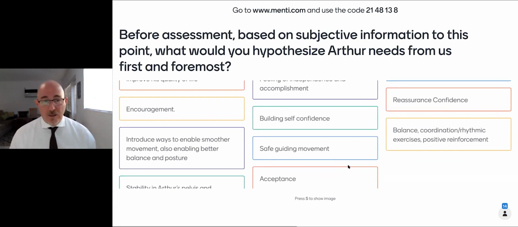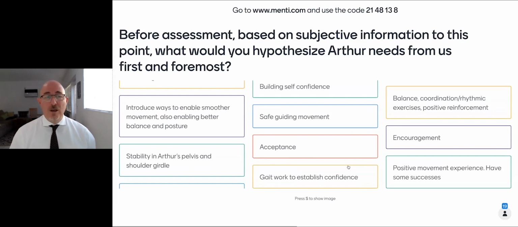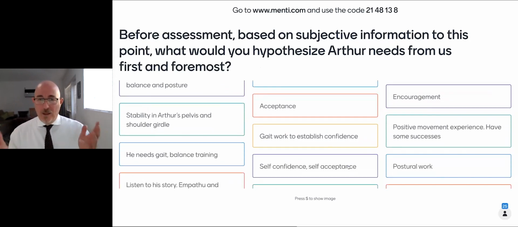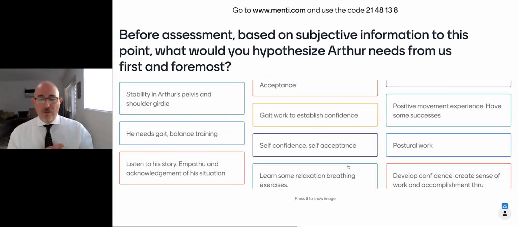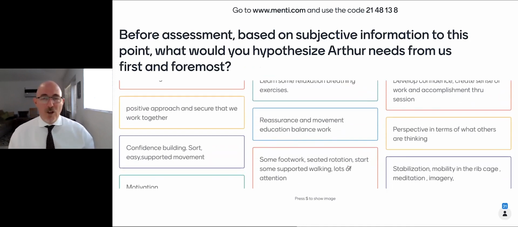So we're seeing lots of great things coming up: build self-confidence, balance, coordination, rhythm, encouragement. And I like the mixture of the behavioral with the physical. I think you can't separate them in Parkinson's disease, and we have to be very conscientious of both. So I'm really digging what I'm seeing there. But a lot of it is about balance and gait and postural work and working on how we build that confidence back up in Arthur in his daily activities. This is a great collection. Very good. Anybody else want to add anything to it?